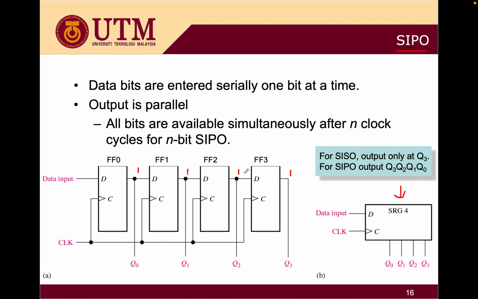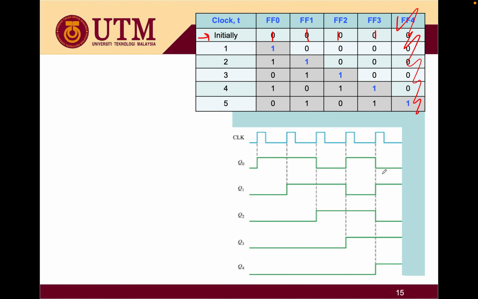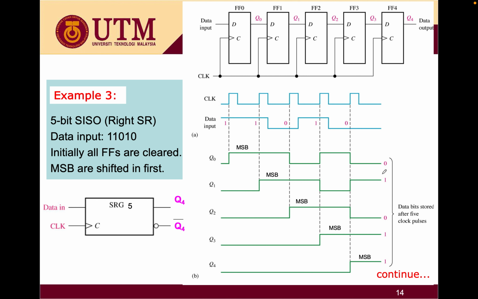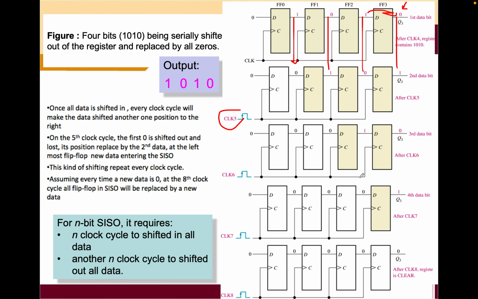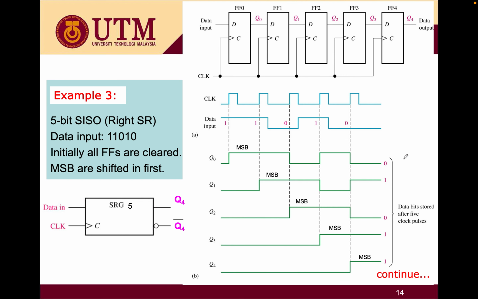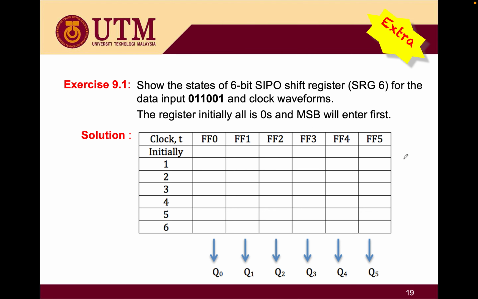You can see here at the beginning, please make sure you remember, for SISO, output is only at Q3. But for SIPO, it's going to have all. Now you can see here for your SISO shift out, okay. Everything you will be taking into the output of your flip-flop, at the end. But for SIPO, you're going to have all there: Q1, Q0, Q2, Q3. Okay, so that is the only difference. Now that is on SIPO.